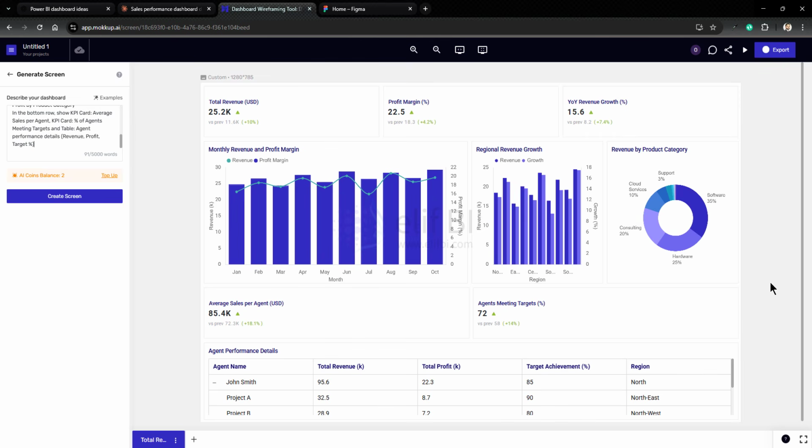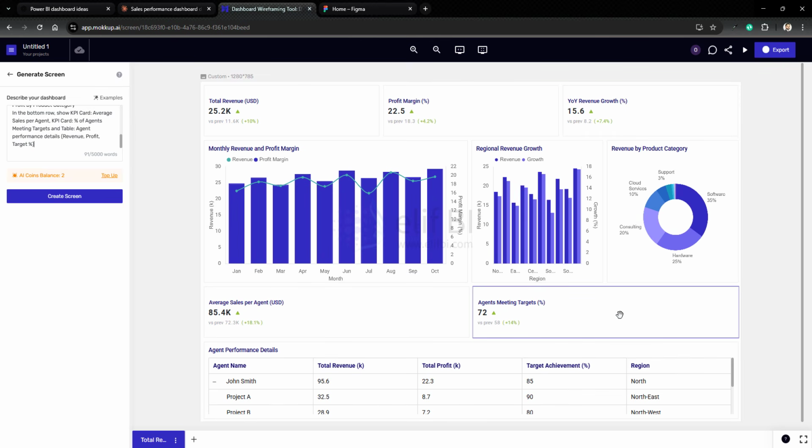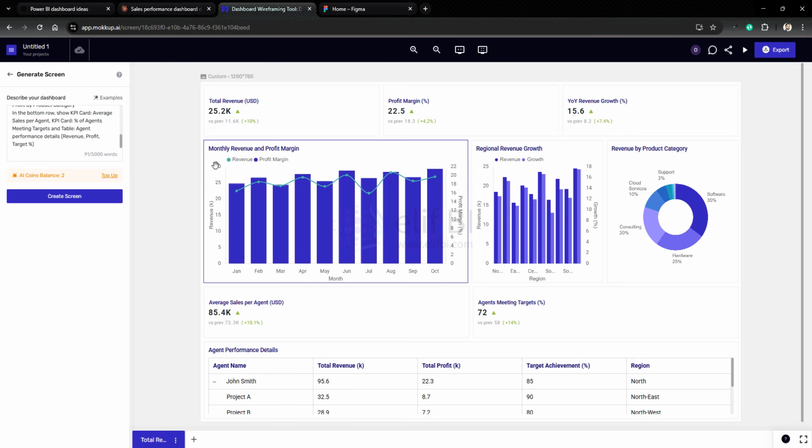So here we can see on the screen, it's quite a nice and simple dashboard where we have got these KPIs, like the total revenue, profit margin, and year-on-year revenue growth. We've got this monthly revenue and profit margin. This is a nice inspiration: I will use the actuals as columns and then the prior year as the line. However, here they are using the revenue and the profit margin for the columns and the line respectively. They are using this dual axis. That's also a nice idea.